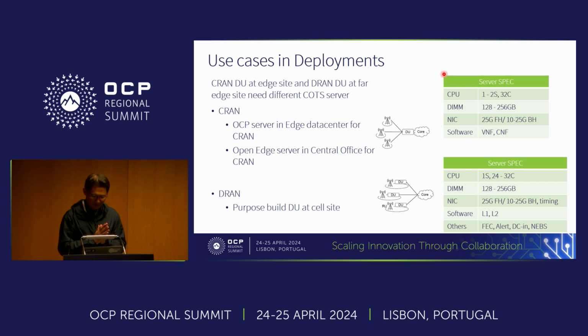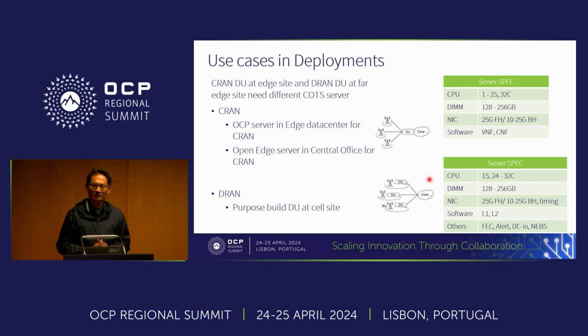The configuration, for example, can be one socket or two sockets, typically using 32 cores. The memory size is nothing special, it will be 128 or 256. About the NIC, we usually use 25G for the fronthaul, 10G or 25G for the backhaul. And while we say we do cloud native, we put the virtualization software on top of the servers.